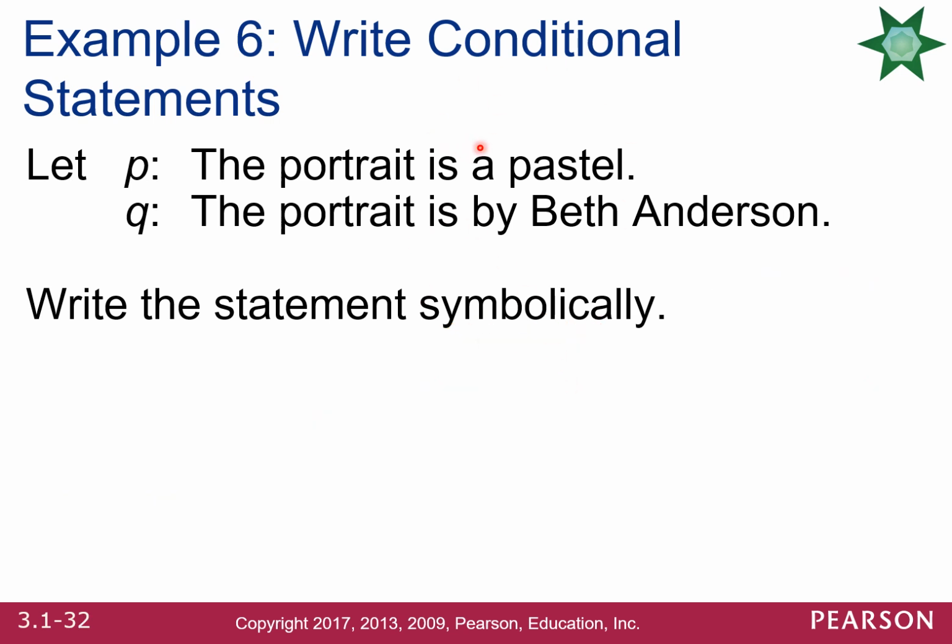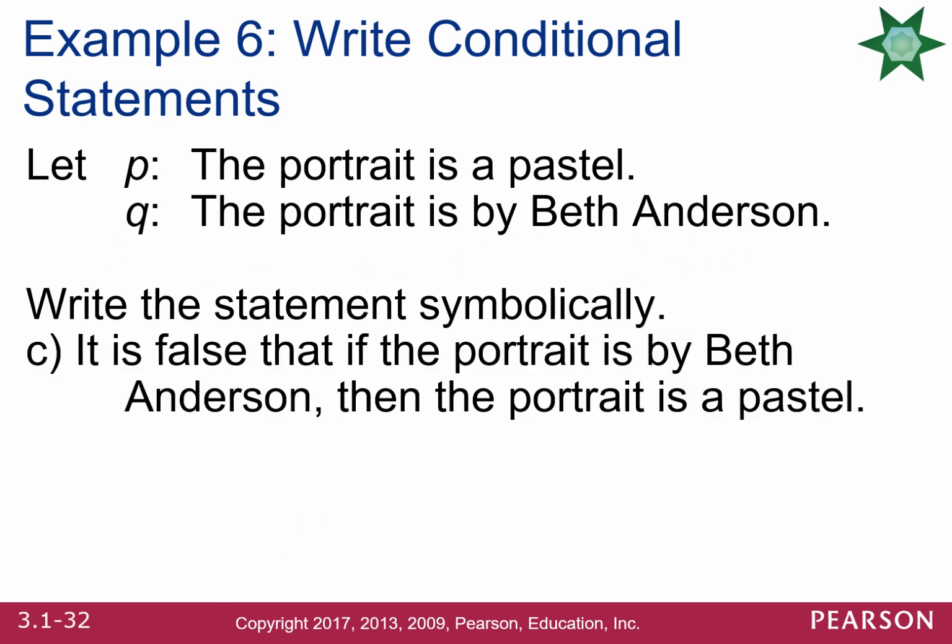Let's look at a third variation of the conditional statement of the same two ideas. Again, P, the portrait is a pastel. Q, the portrait is by Beth Anderson. So let's pull up the statement this time. And it says, it is false that if the portrait is by Beth Anderson, then the portrait is a pastel. Now, when it's written like this, it is false. That means it's a negation, and the negation comes before the if statement. All right. So again, this will involve surrounding the two ideas by brackets.